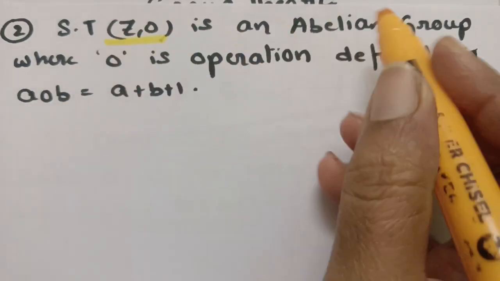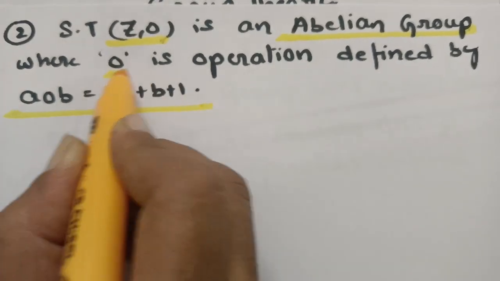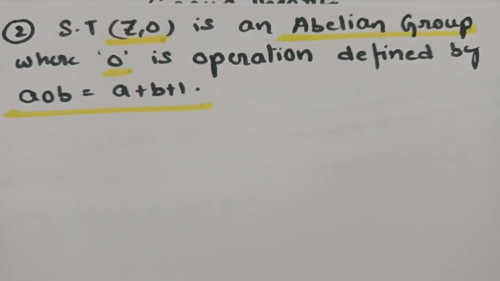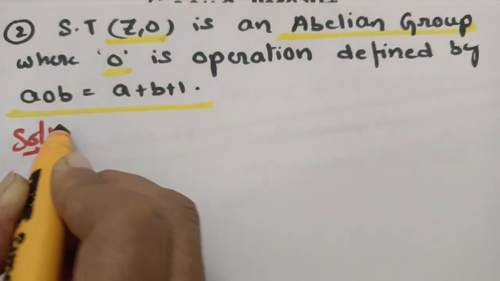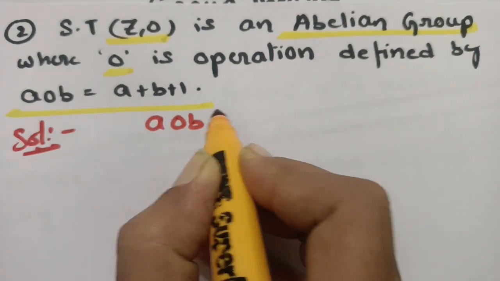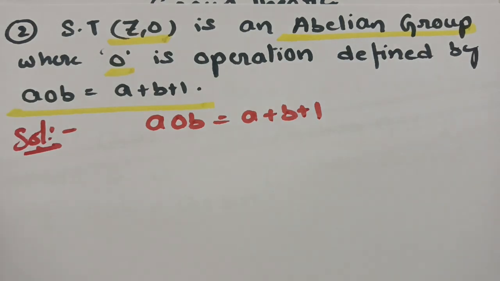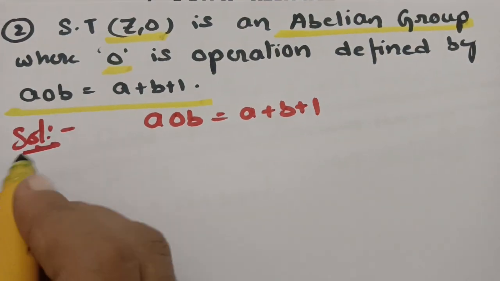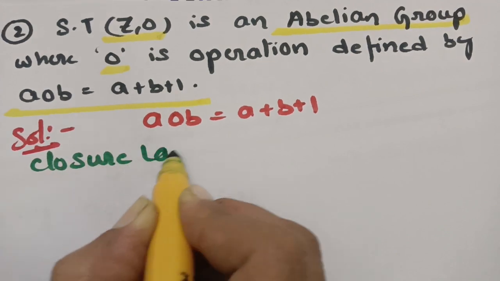Here (Z, ∘) is given, and we have to show that it's an abelian group, where circle is a binary operator defined as a ∘ b = a + b + 1. So here is the solution. It is given that a ∘ b = a + b + 1, and first we have to check the closure law. In order to show it is an abelian group, the first property is the closure law.